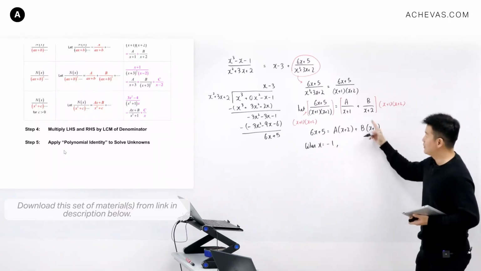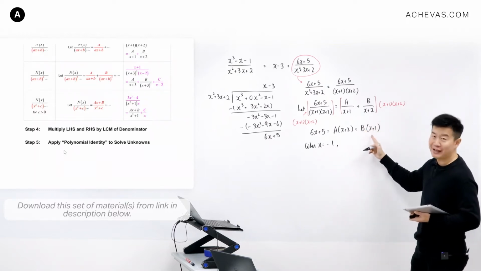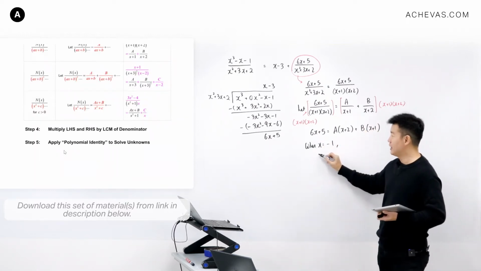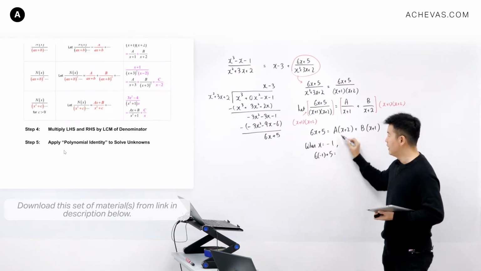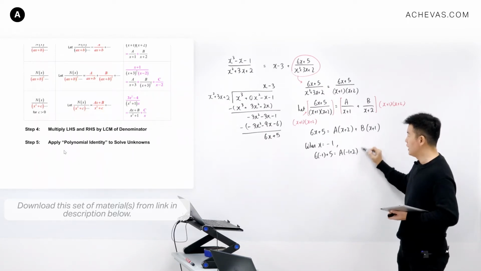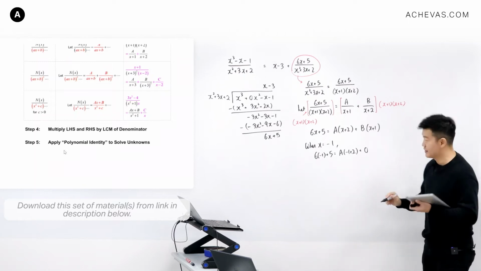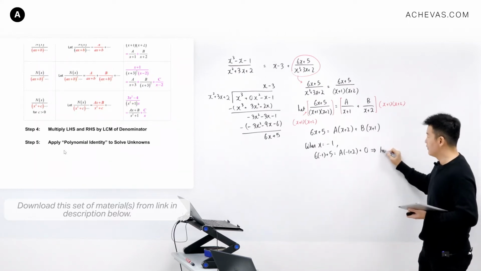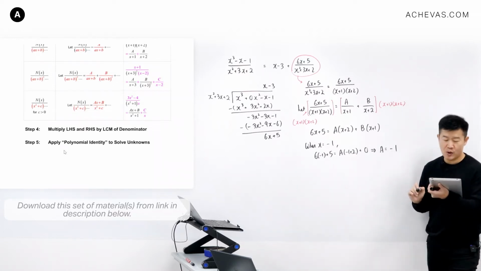Because if I were to let x be equal to minus 1, this is where I found my inspiration, okay? On the left hand side it is going to be 6 times of minus 1 plus 5, and on the right hand side it's going to be a times of minus 1 plus 2, and this other term is going to just disappear. It is going to be equal to 0. This will give me the value of a, and a is going to be equal to minus 1.